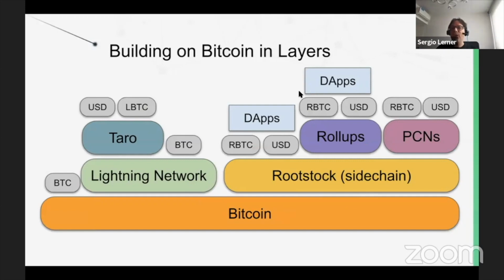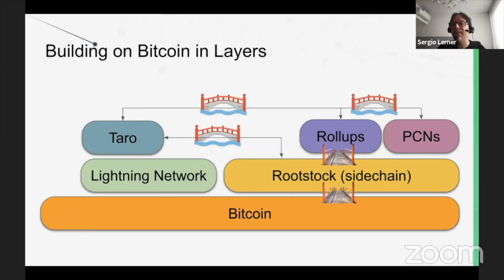And in each one of these layers, you can have not only BTC, but you can have, of course, fiat stable coins, and you can have, in the case of Rootstock, decentralized applications. All these layers must be connected some way, and this is why bridges are created, right? So you could eventually create a bridge between Taro and Rootstock so that Rootstock assets can immediately be used from Taro and from the Lightning Network. You can create bridges between Taro and rollups, etc. So the possibilities are really endless here.